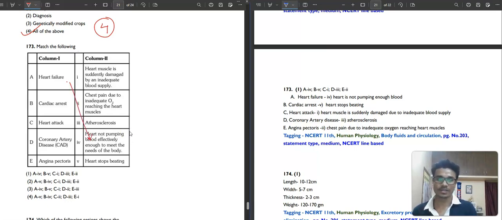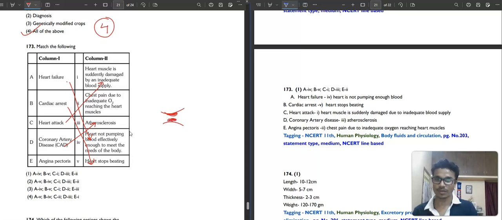Then cardiac arrest. What is cardiac arrest? The heart stops beating. What is heart attack? Here the muscle will be involved. The heart muscle is suddenly damaged due to inadequate blood supply. Then coronary artery disease. It is your atherosclerosis, the formation of a fat plug inside the blood vessel, and narrowing of the vessel to pass the blood.